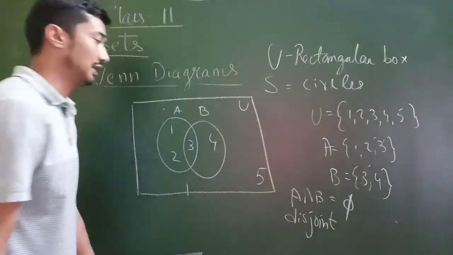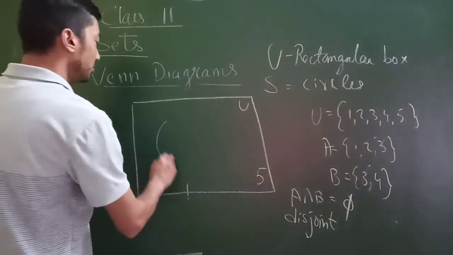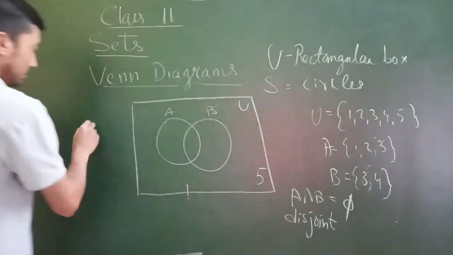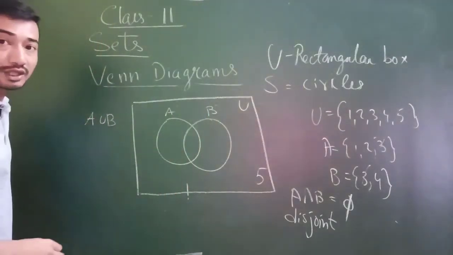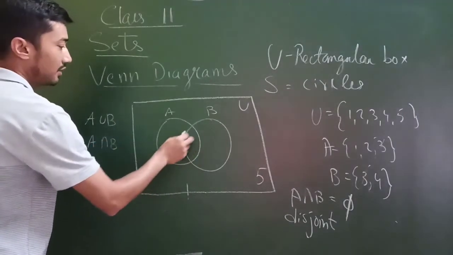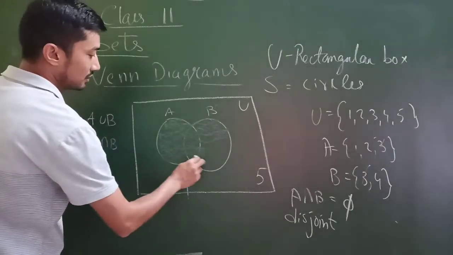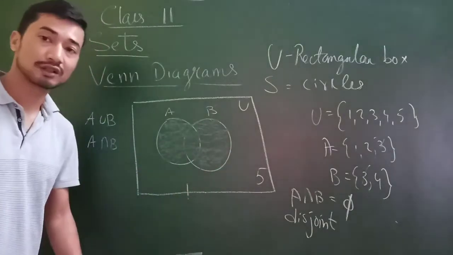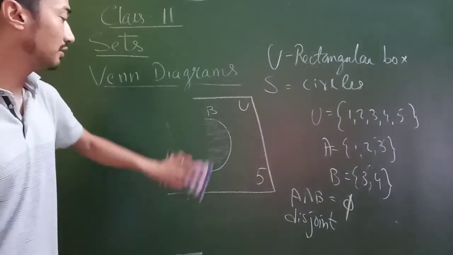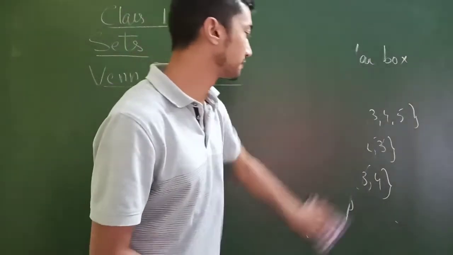Now the common region shape is A union B. A union B is the combined region, including A intersection B. Okay, alright. Now from this diagram, we will derive the formulas.